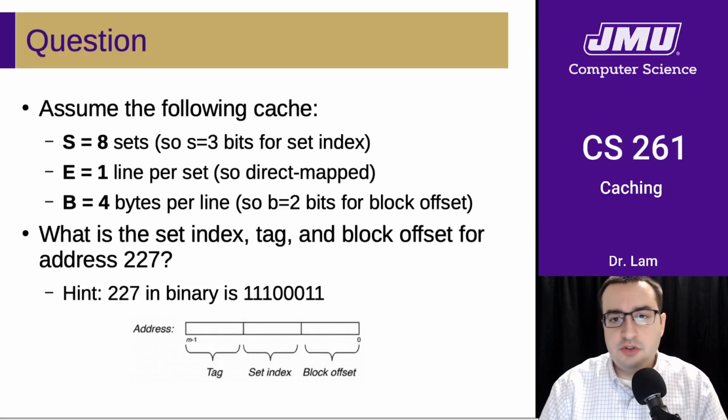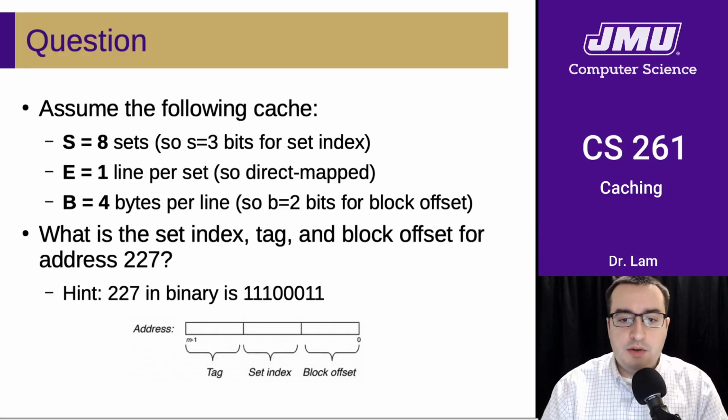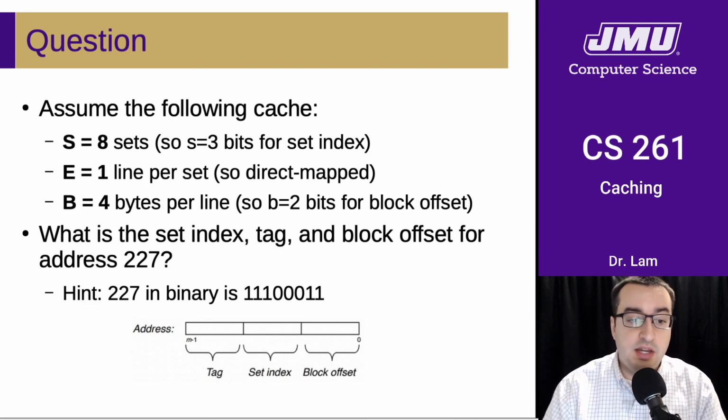All right, so this is just a quick intro to get you started on the lab. So for the first problem, we're going to assume the following cache. So we're going to have S equals 8, so there's going to be 8 sets, which means we're going to need 3 bits for the set index.